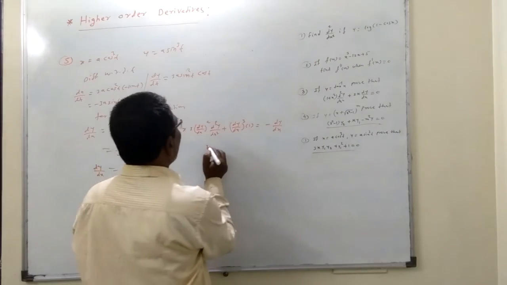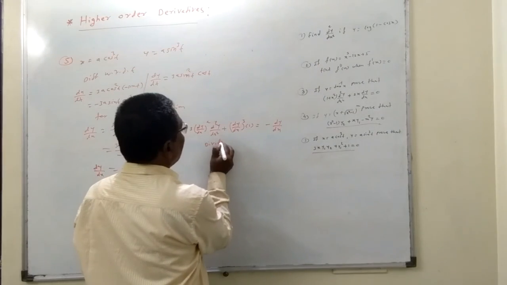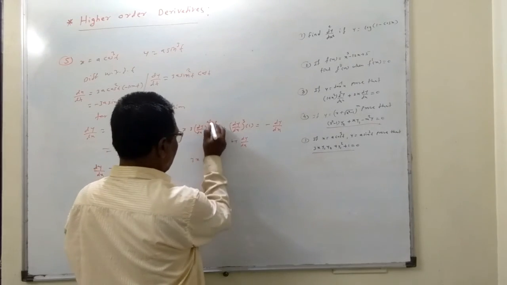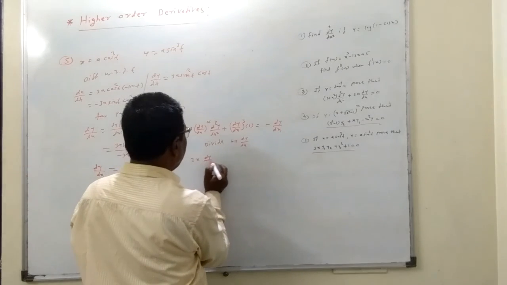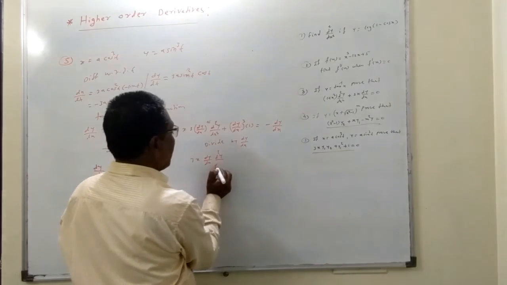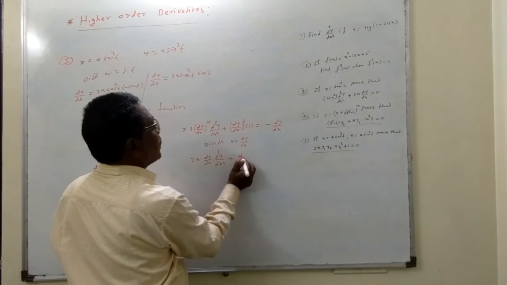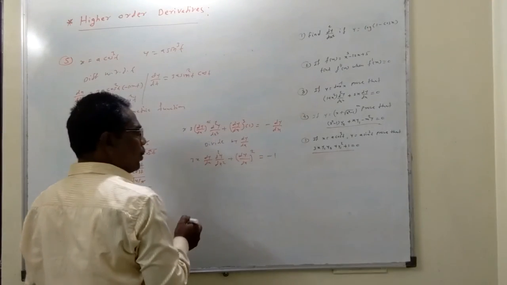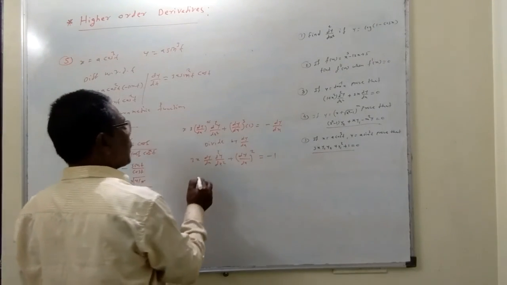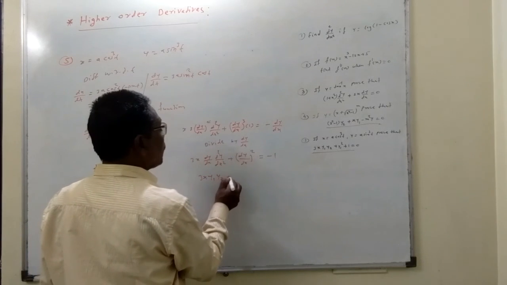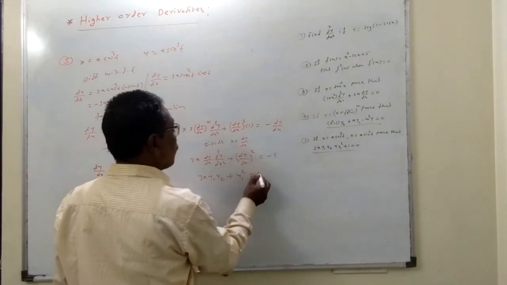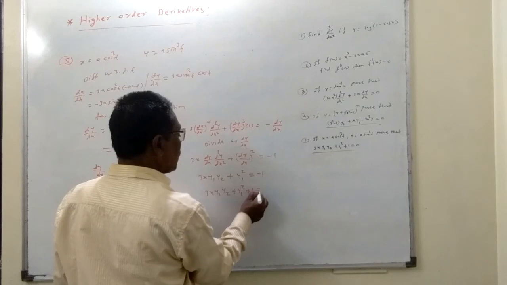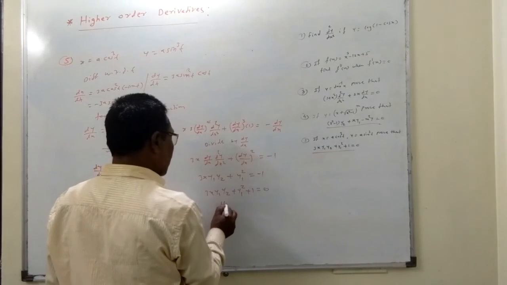Now we will divide this equation throughout by dy by dx. So 3x, now this square gets cancelled, dy by dx into d2y by dx square plus dy by dx square of that is equal to minus 1. Now introduce dy by dx is y1, d2y by dx square is y2. So 3x y1 y2 plus y1 square is equal to minus 1. So 3x y1 y2 plus y1 square plus 1 is equal to 0. That is the result. Hence proved.